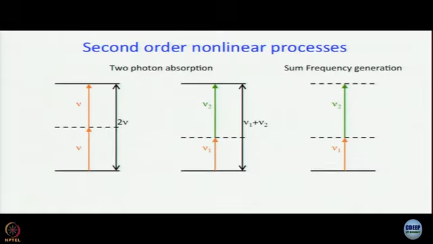But then there is no memory. The system does not remember that I had absorbed nu 1 first and nu 2 second, or the other way around. So, when the emission takes place, the emission is of a single photon of frequency nu 1 plus nu 2. This is how sum frequency generation can take place. Now, think of a case where this higher energy state is not a virtual state, but rather a stationary state. Then what will happen?